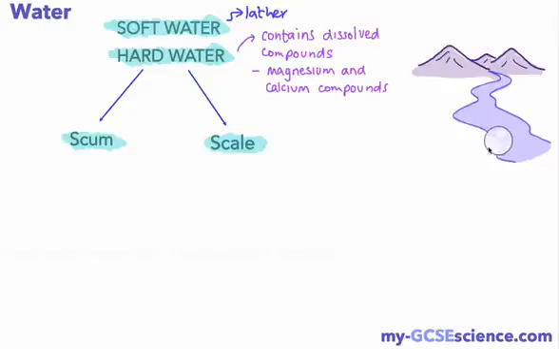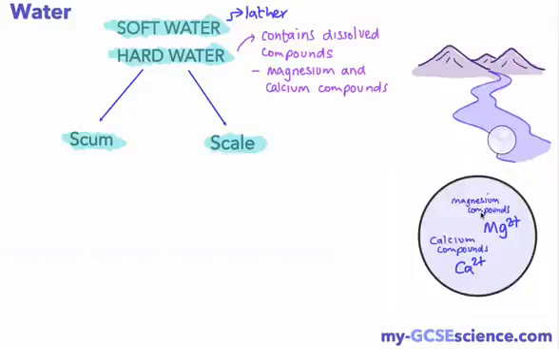So if I was to look at this little magnified bit there and just see what was going on inside there, we would see that we've got magnesium compounds and calcium compounds, and it's the ions that are made from these compounds, the calcium ions and the magnesium ions. These are the two ions that make water hard and make it create this stuff called scum and this stuff called scale. So let's have a look at scum first.